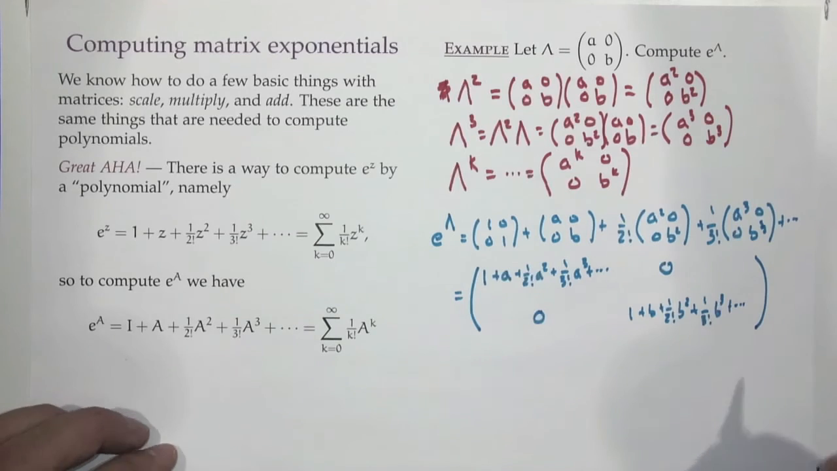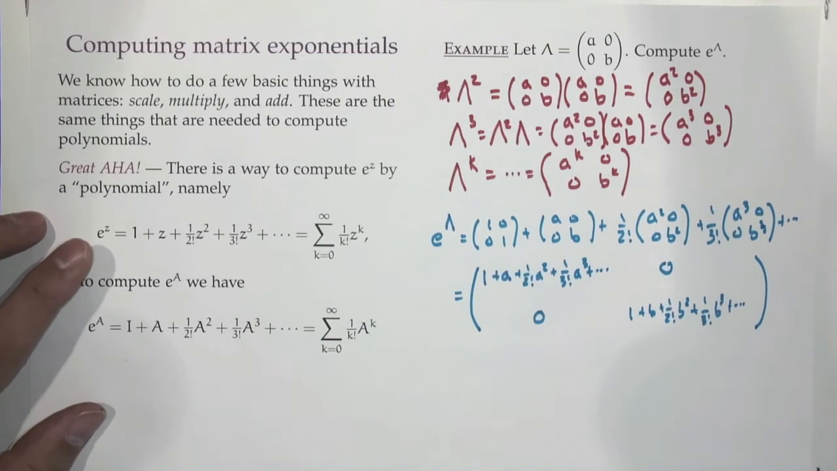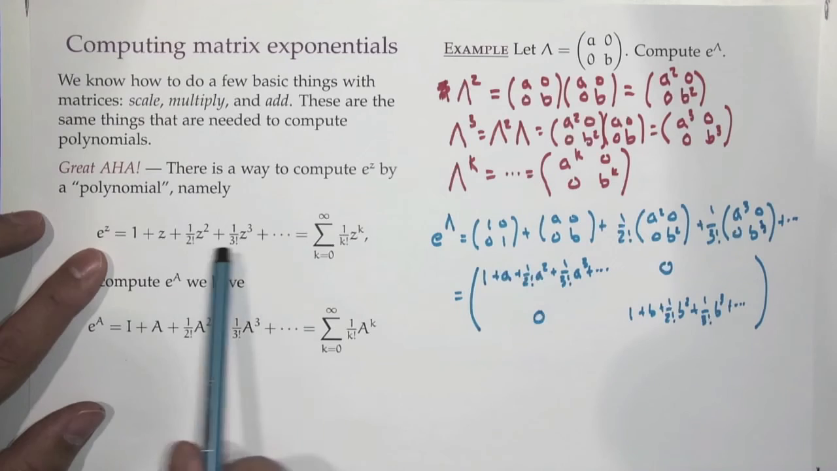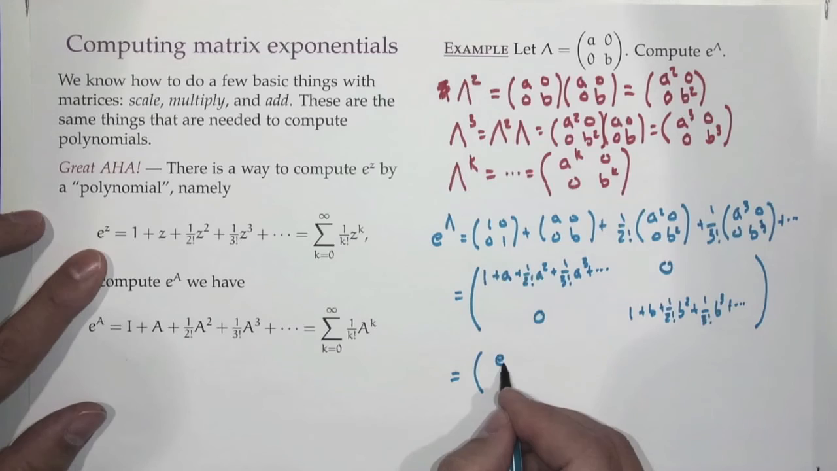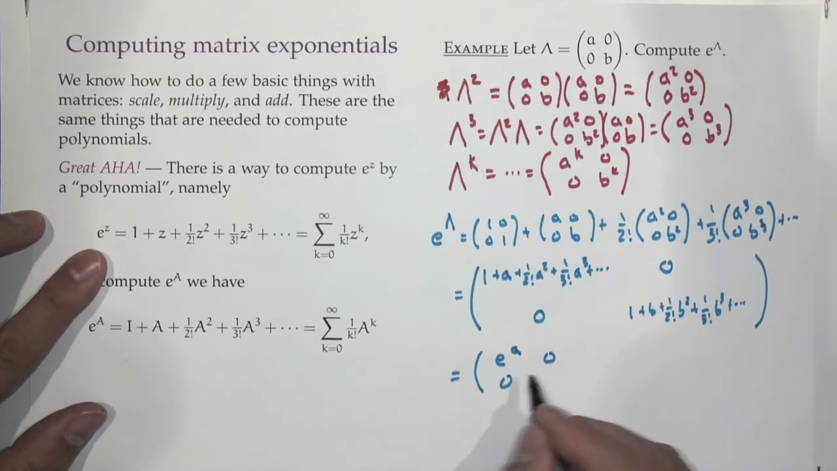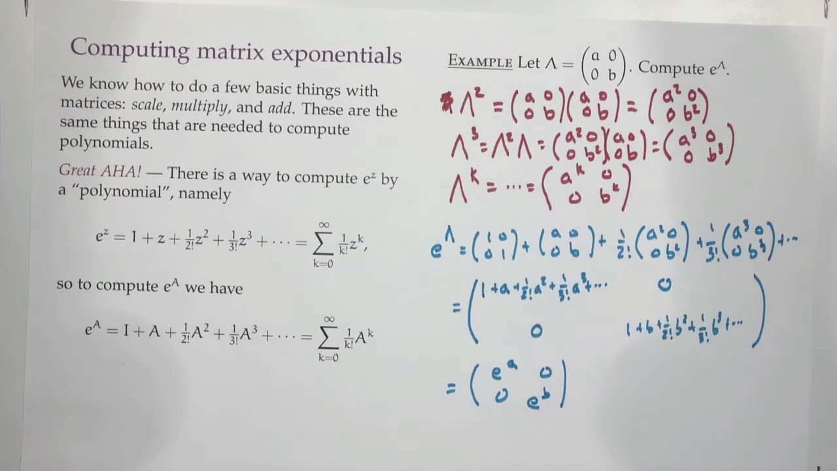And now we're like, wow, okay, so that's interesting. Have we seen anything at all that looks like 1 plus a plus 1 over 2 factorial a squared plus 1 over 3 factorial a cubed? Anything at all? Oh, it's here. It's e to the a. Wow, that's cool. And down here, that's e to the b. Nice. Okay, so for diagonal, easy.